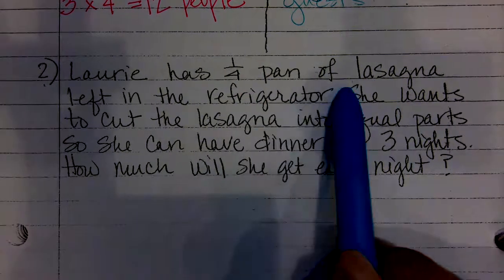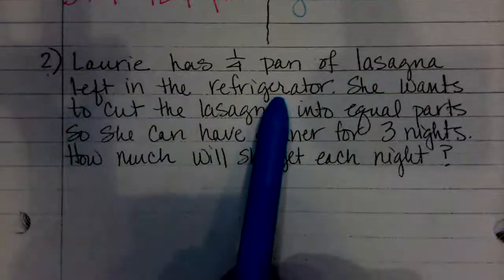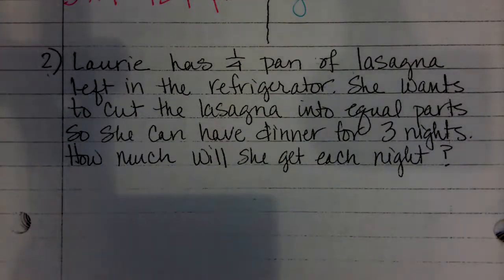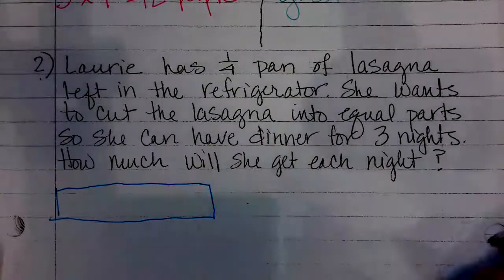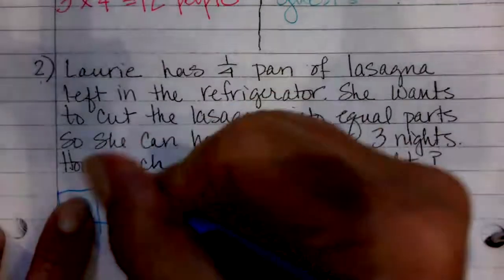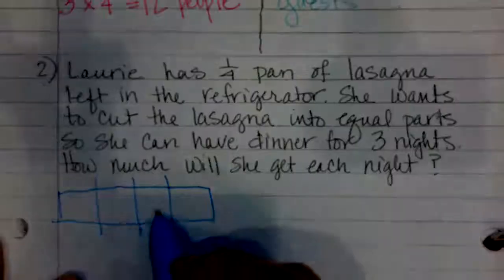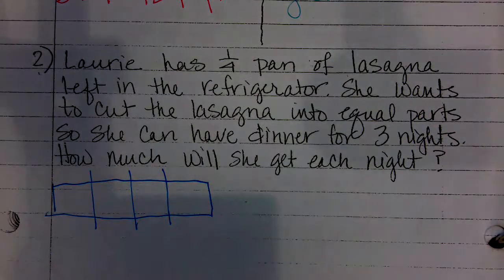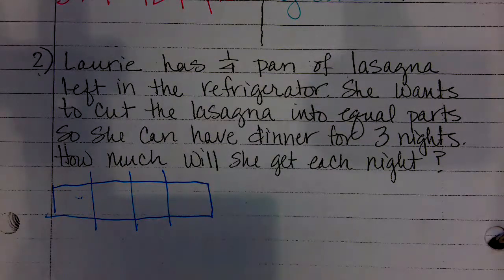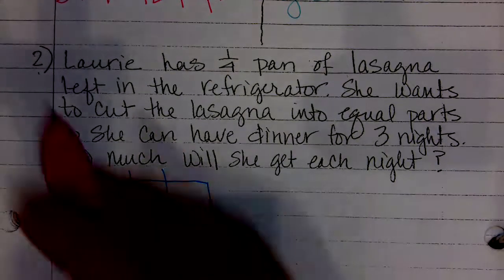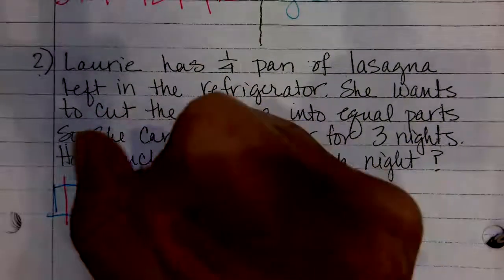Lori has 1/4 pound of lasagna left in the refrigerator. So what does that look like? So here is a pan of lasagna, and she only has 1/4 left. That means 3 of the quarters is gone, right? She wants to cut the lasagna into equal parts so she can have dinner for 3 nights. How much will she get each night? So we need to cut this into thirds, right?